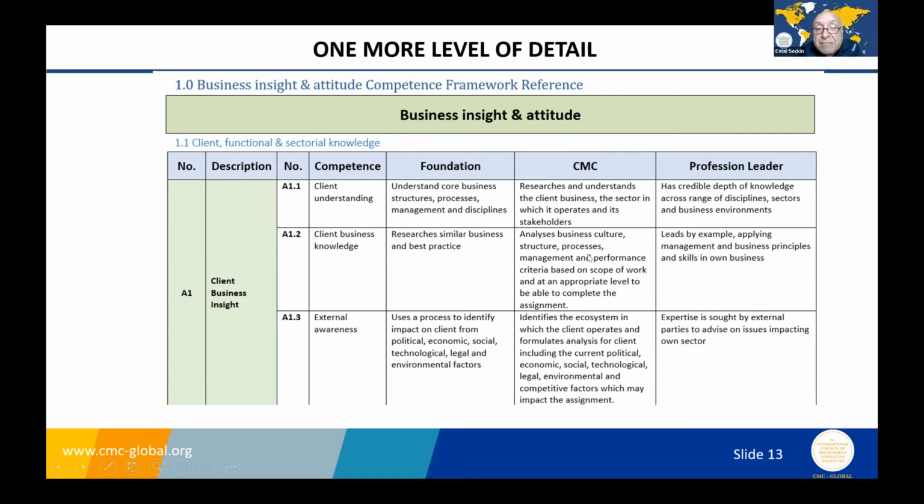For example, in CMC, the explanation: analysis, business culture, structure, processes, etc. This text describes what we can expect for client business knowledge. These are the good practices that guide us as assessors, or inform the IMCs to prepare our documents. And assessors are expected to use these as guidelines, and there may be similar situations or similar good practices which can be expected or considered.